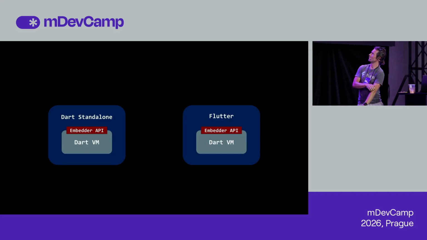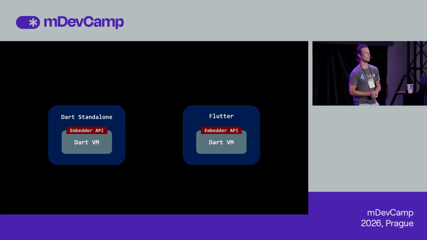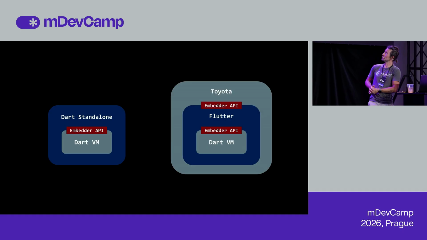Don't be the boss. Okay, I showed you this diagram. And the Dart VM does not expect to be the boss. It expects to be embedded in another piece of software. But Flutter also has an embedder API. So the way that Flutter works is it can be embedded in some other native code. And for example, this is how Toyota ships its infotainment system. It embeds a whole Flutter engine inside, which then embeds a Dart virtual machine inside.